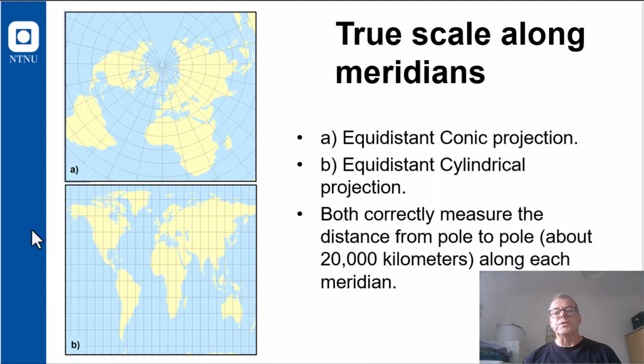Now the other options for equidistance map projection are the equidistant conic projection or the equidistant cylindrical projection shown here, and both correctly measure the distances from pole to pole along the meridians. So along these lines from the North Pole towards the south, either on the conic projection or in the cylindrical projection, we have true scales, and thus we have true distances. But any other distances that you may want to measure will not be accurate.